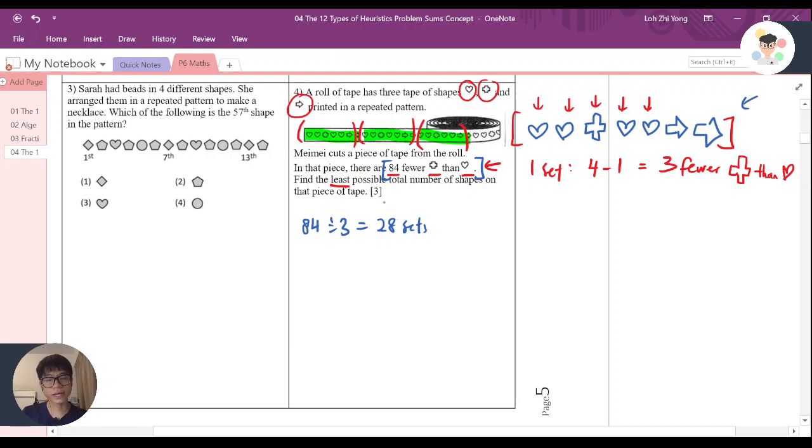Now they're asking for the possible total number of shapes. And I know that in one set, we have how many shapes here? 1, 2, 3, 4, 5, 6, 7. So we use 28 times 7, which is equal to 196 shapes in that tape.